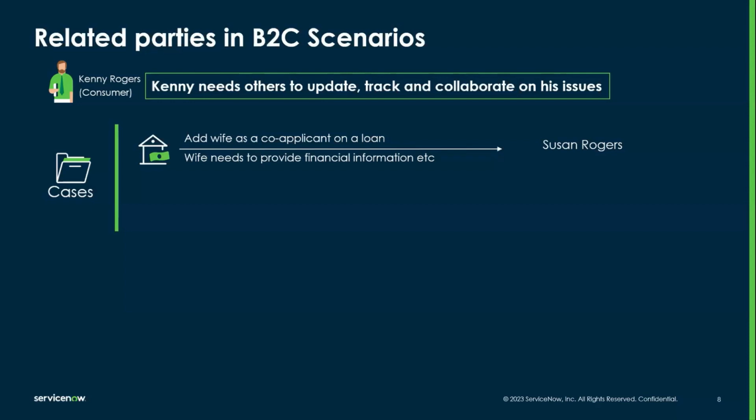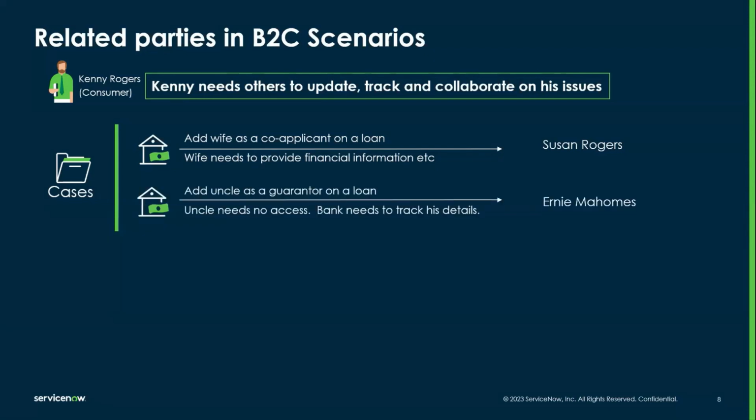This means that his wife needs a level of access to the loan where she's providing her own financial information, answering questions, updating. Now, there may be another related party here. Think there is an uncle who is guaranteeing this loan. Now, this particular person doesn't need access to the case, but the bank needs to keep this person's information and track these details.